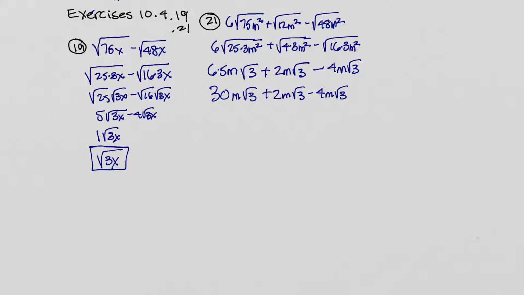And this is going to give us, okay, we've got 30m and 2m, that's 32m, and then we're going to subtract 4m. So now we're down to 28m square roots of 3. So we'll have 28m square roots of 3.